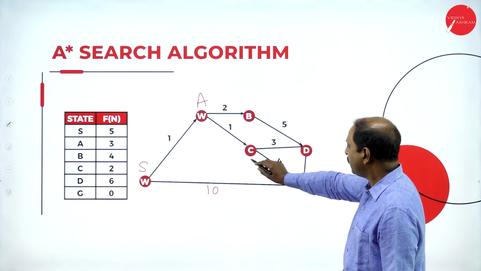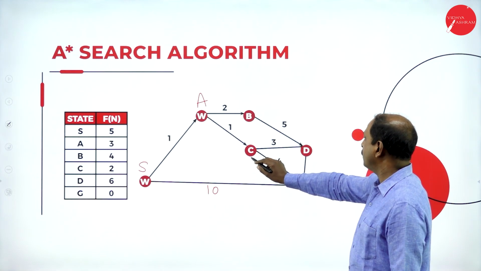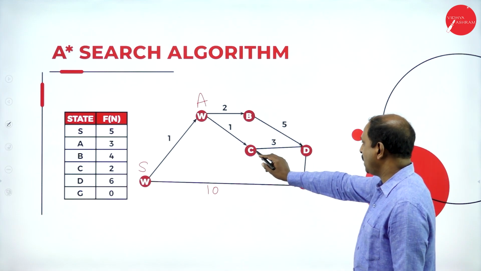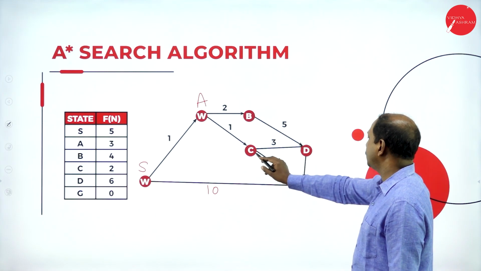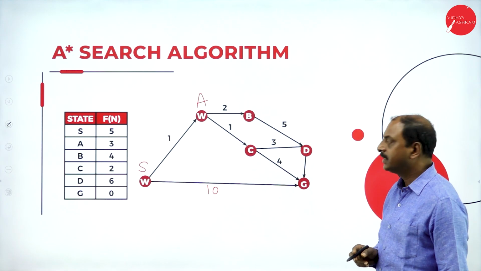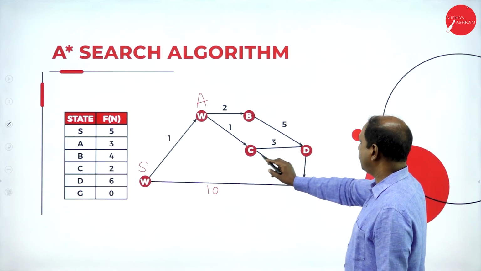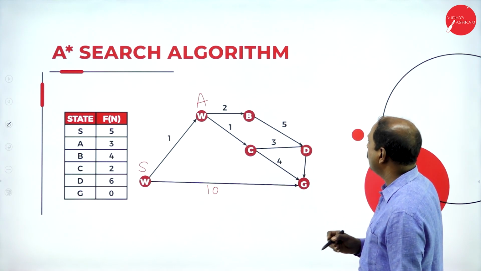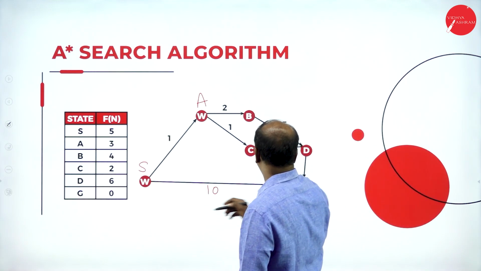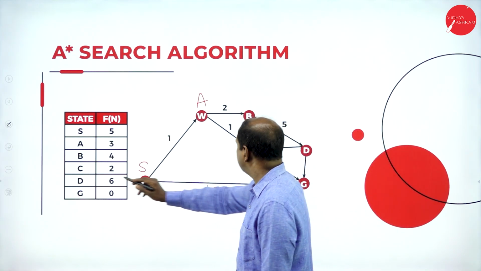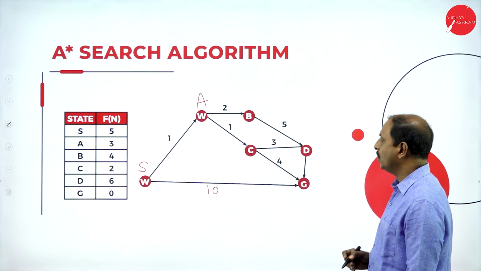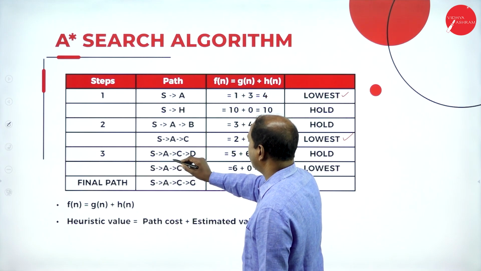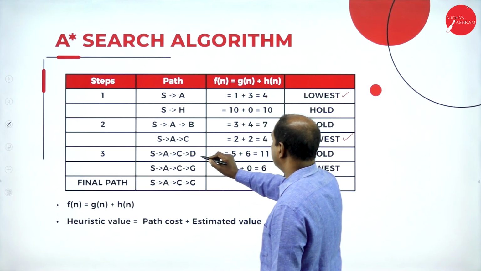Now the node is here, C. Again, you have to take the two possible paths from C, that is C to D and C to G. C to D has a cost value of 3 and C to G has a cost value of 4, and the heuristic function value of D is 6 and of G is 0. Look at the table here. After C it can go to D, that is one path.